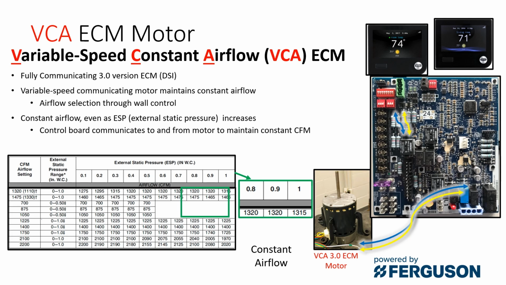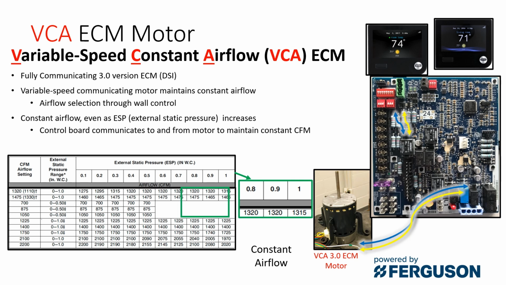we get a little bit better performance out of this motor. It is a fully communicating 3.0 version ECM motor. Its variable speed communicating motor maintains a constant airflow. Airflow selection is through the wall control. Constant airflow even as the external static pressure increases. The control board communicates to and from the motor to maintain constant CFM.